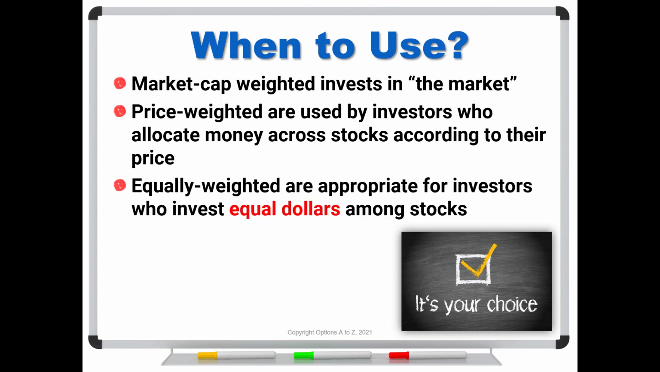And finally, equally weighted indexes are appropriate for investors who invest equal dollars among stocks. And a very strong argument can be made for doing this. So this is where the RSP comes in. That's the S&P 500 equally weighted index. So if you're trying to figure out what the RSP is, why it's different from the SPX, hopefully you have a better idea and perhaps which one is better for you.